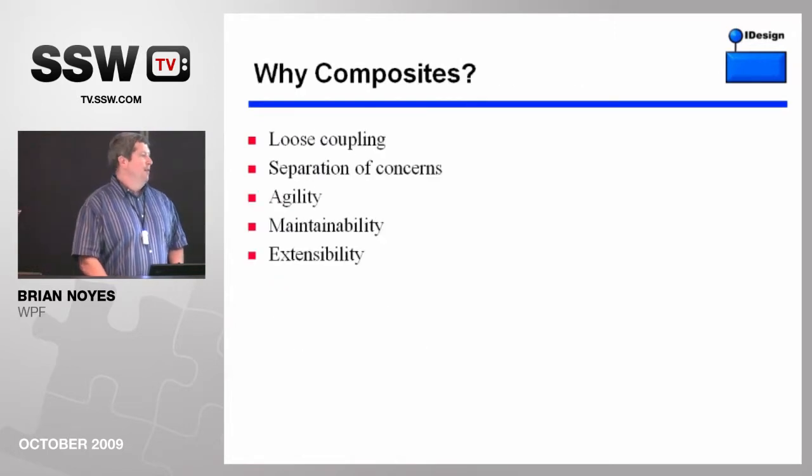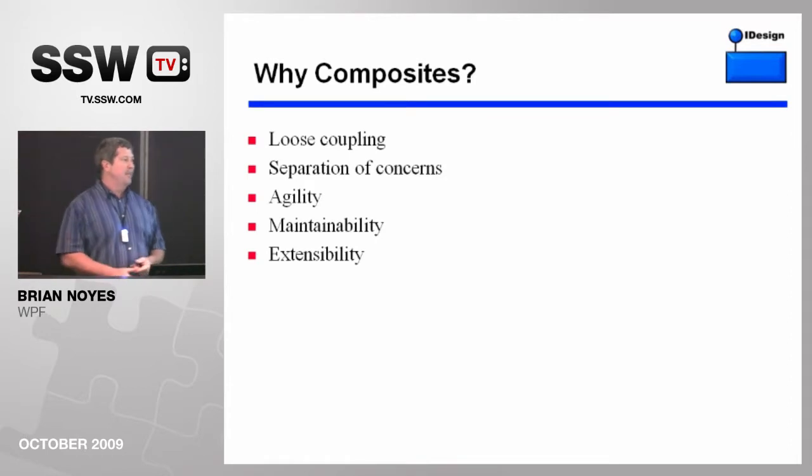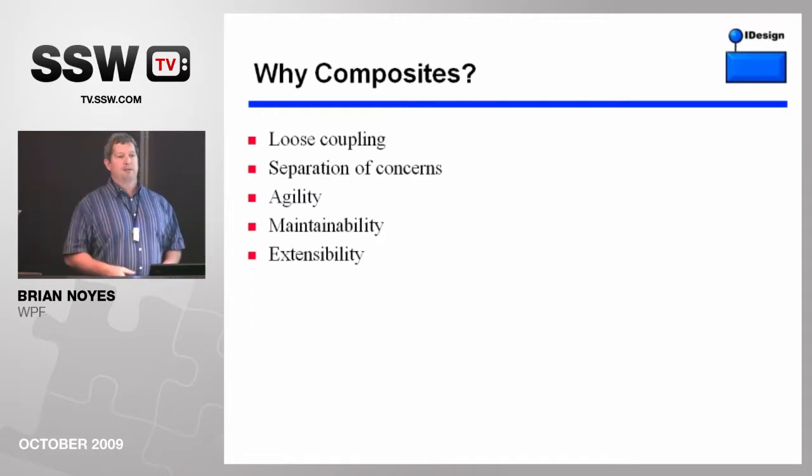Why do you do this stuff? The whole idea is separation of concerns, loose coupling, testability, maintainability, all the ilities basically. It's trying to not do the old style application of one big window with thousands of lines of code in your code behind for the window, hard to maintain, hard to test, and so on.